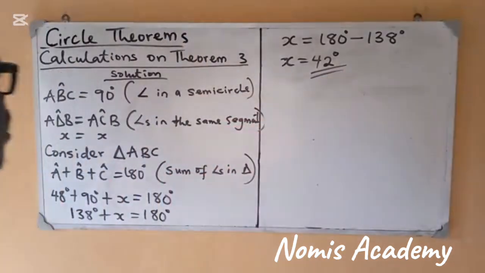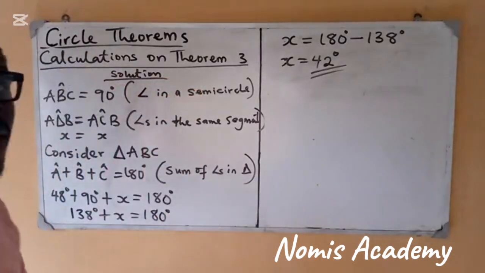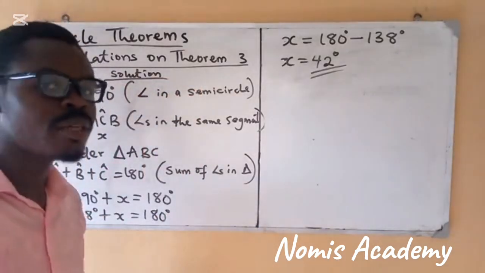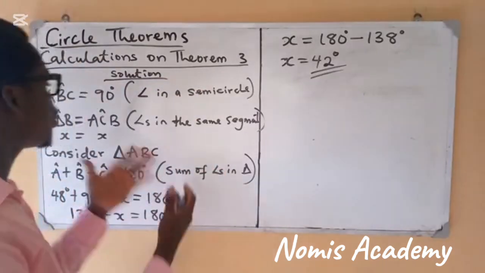So you can see that the statement in Theorem 3, which says that angle in a semicircle is a right angle, that is 90 degrees, enables us to solve problems under it.